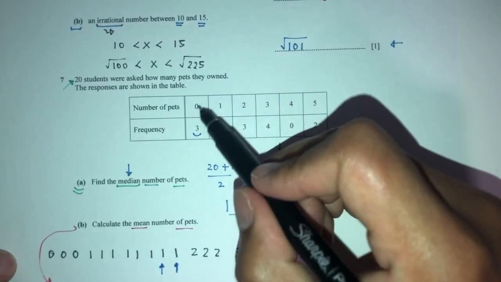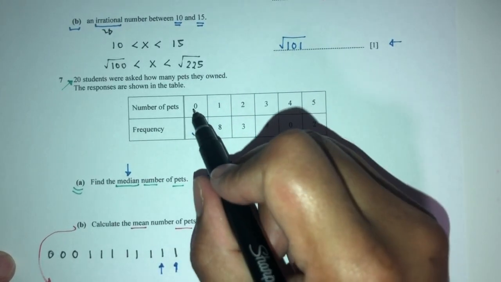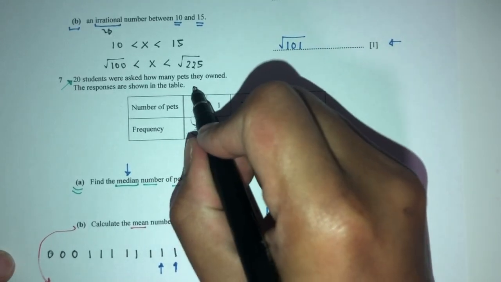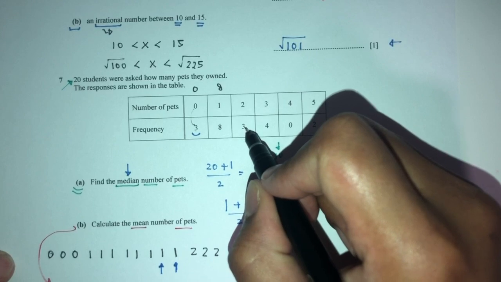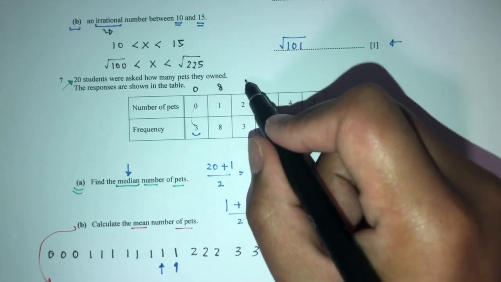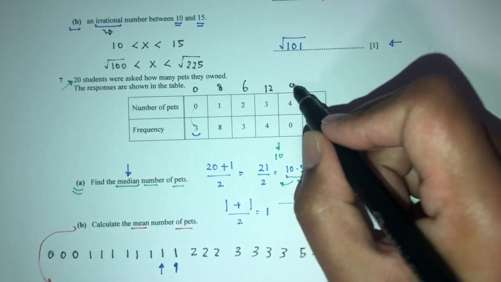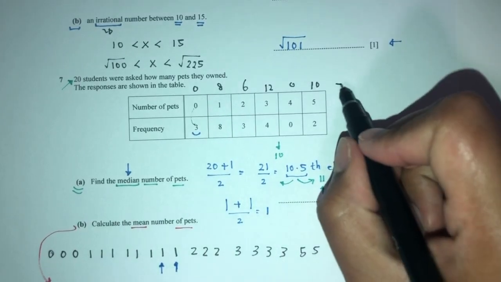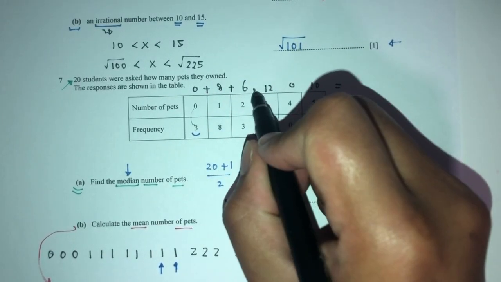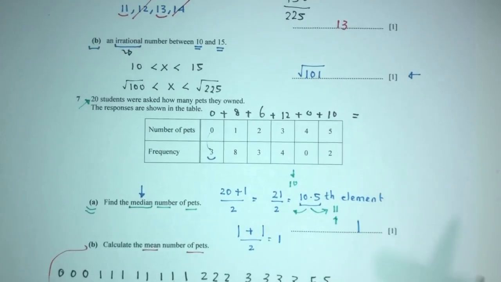So we have to multiply this. We have 0 times 3, that will be 0. 1 times 8 will be 8. 2 times 3 will be 6. 3 times 4 is 12. 4 times 0 will be 0. 5 times 2 is 10. Again, the idea here is to find the total number of pets, right? That's why I am doing this, to find the total number of pets. Or you could add all this up as well to find the total number of pets, up to you.